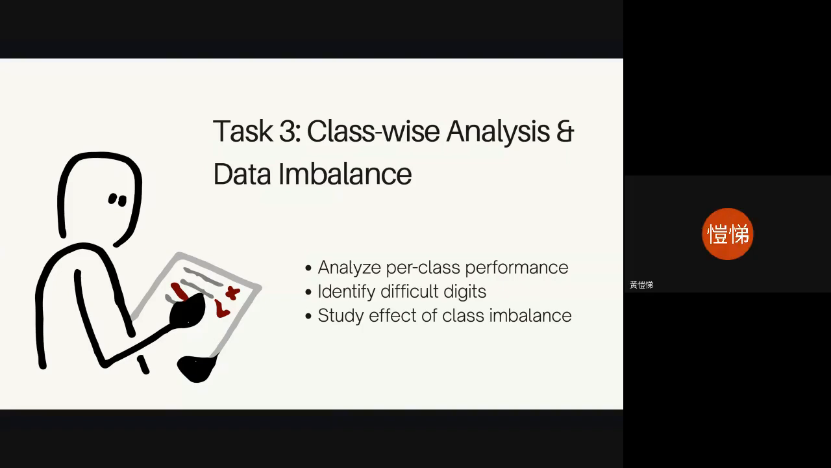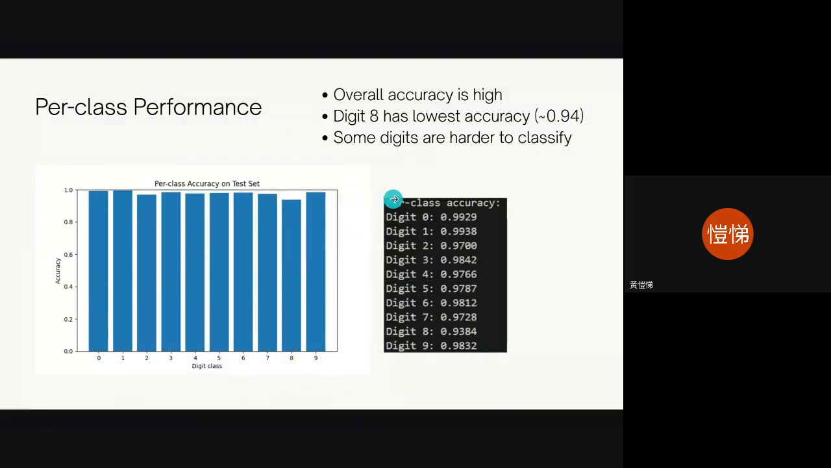Next page. From the per class accuracy, we can see that the overall accuracy is very high. However, the performance is not uniform across all digits. Digit 8 has the lowest accuracy, around 0.94, making it the most difficult class. This suggests that some digits are inherently harder due to their more complex shapes. And next page.